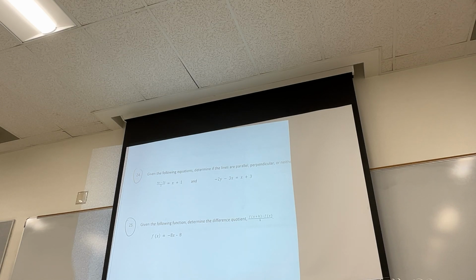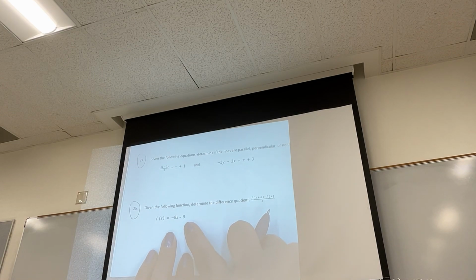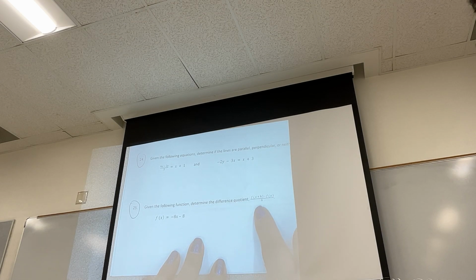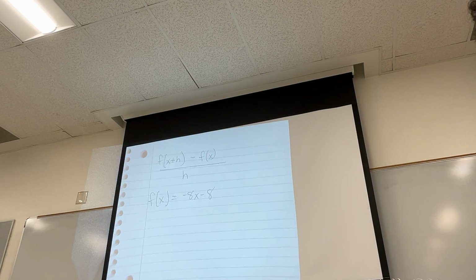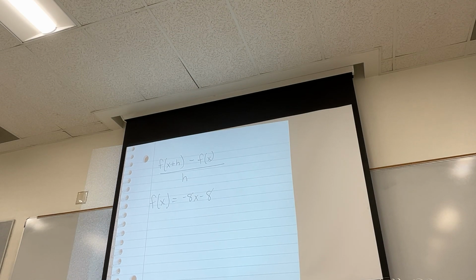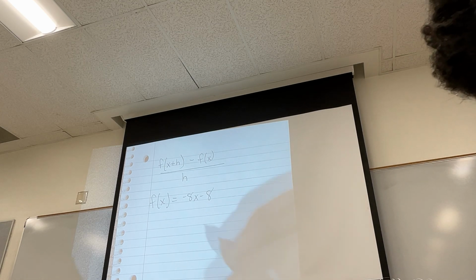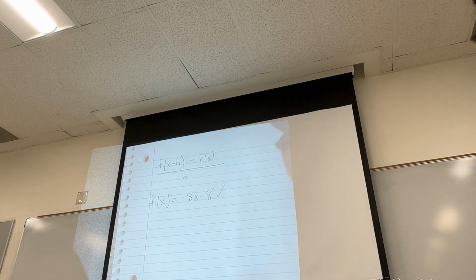All right, I'm just going to rewrite it on my paper here so I have a little more room. Given the following function, my function is negative 8x minus 8. Determine the difference quotient. We have to use the difference quotient with the function given. So that's my function. So we need to take this function and plug it into our difference quotient.